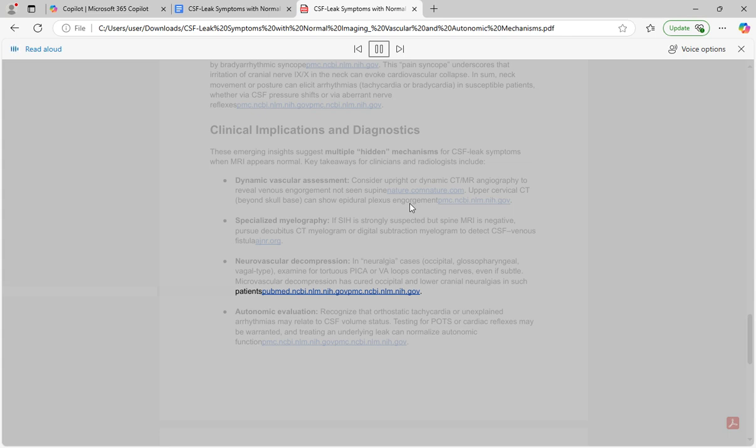Autonomic evaluation. Recognize that orthostatic tachycardia or unexplained arrhythmias may relate to CSF volume status. Testing for POTS or cardiac reflexes may be warranted, and treating an underlying leak can normalize autonomic function.